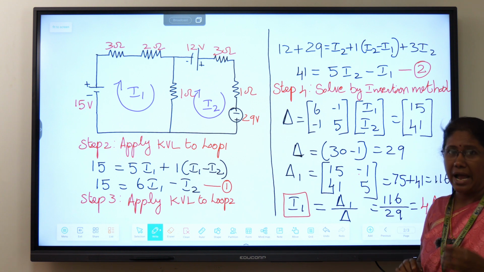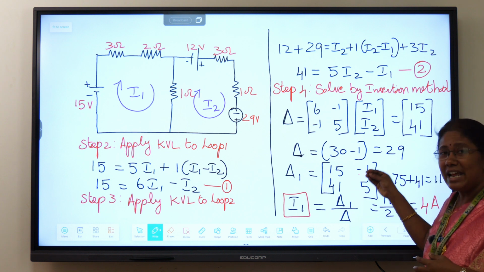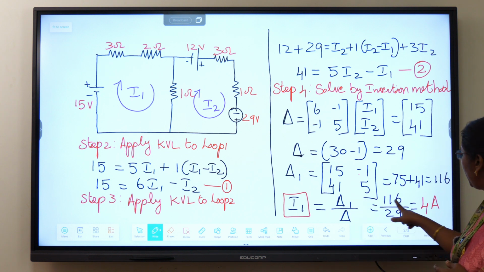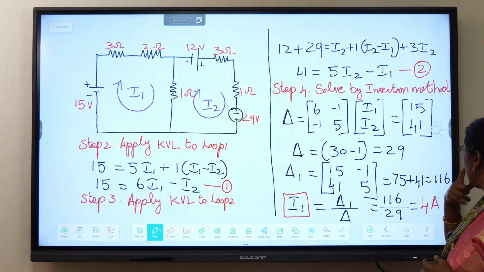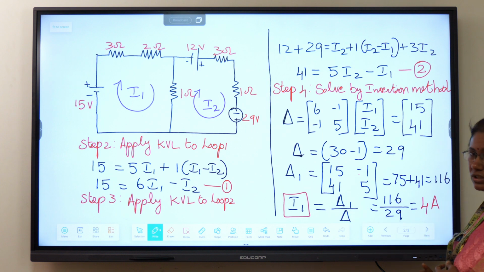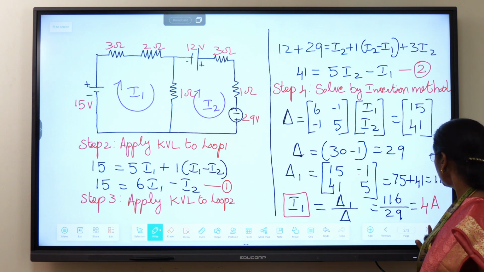To find I1, the formula is del 1 divided by del. This is the del 1 value, and this is the del value. If you find the current from this, it will become around 4 amps.